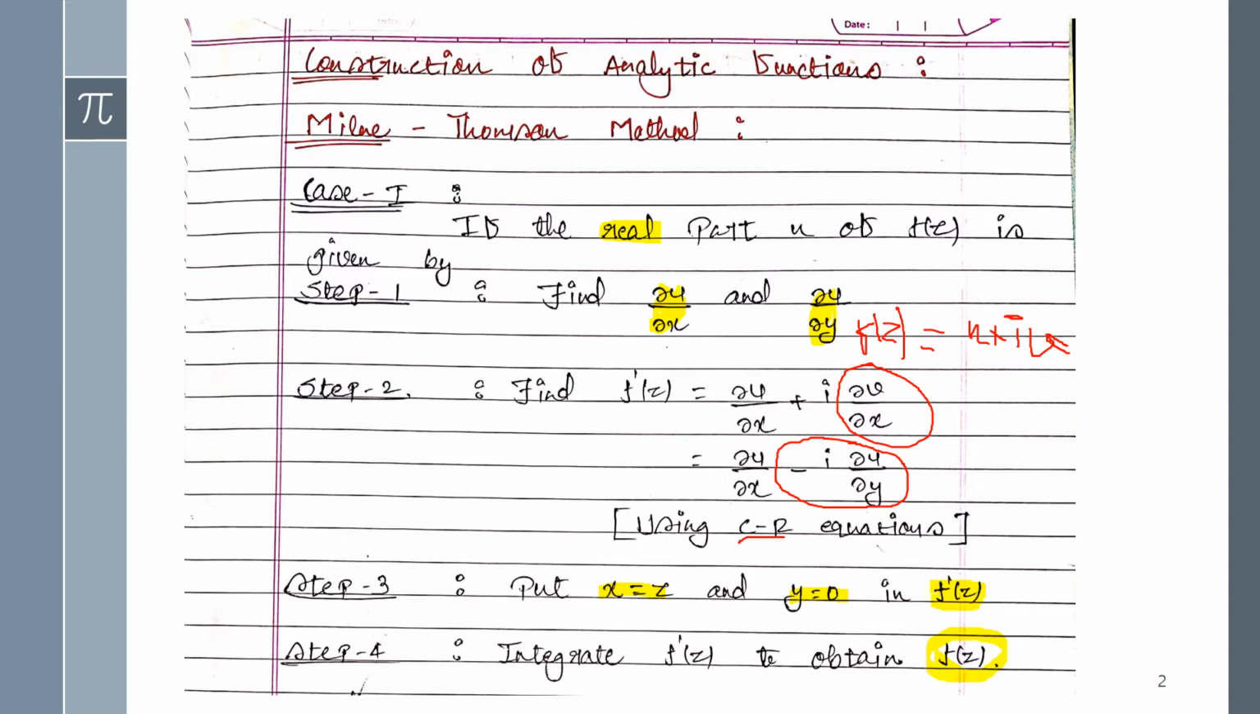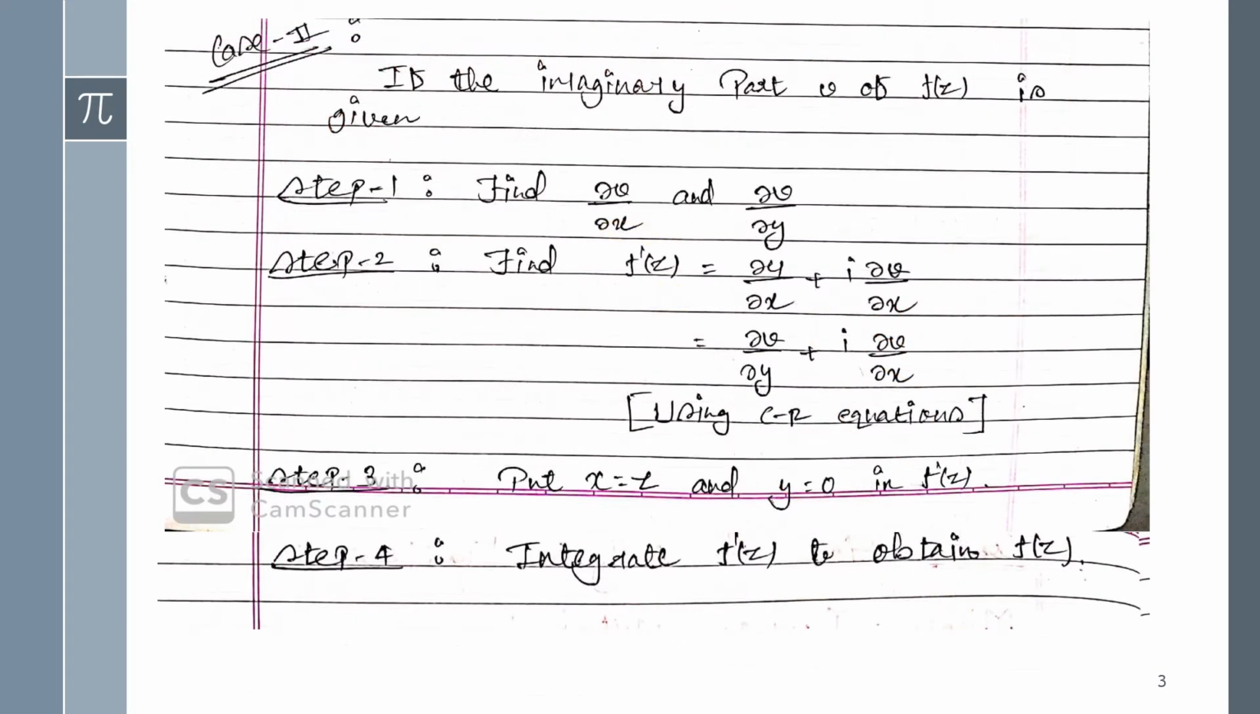Now it's given case 2, and as I have said in our previous slides, in the second case we will apply for the imaginary parts. It means the equation will be given in the form of v, right? So if the imaginary part v of f of z is given, then you have to apply case 2 here. Case 2 will be for the imaginary part, and in the equation you will be given some function of v, okay.